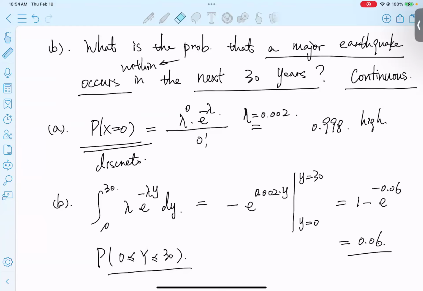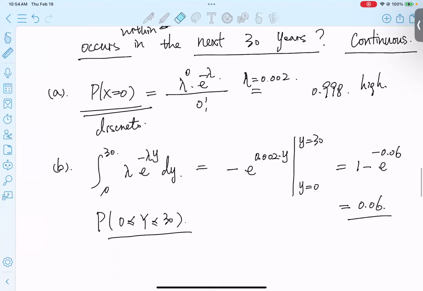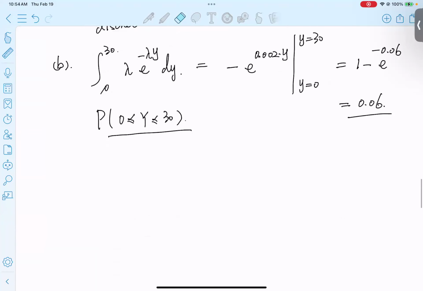Any questions or comments here? Can you use another distribution besides exponential? Yes, that's a very good question.